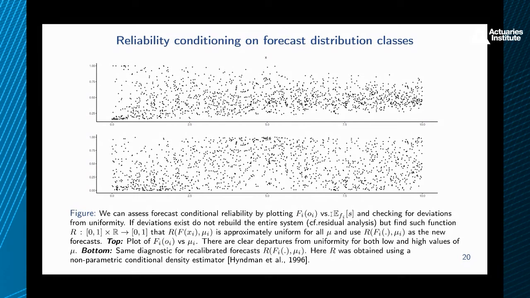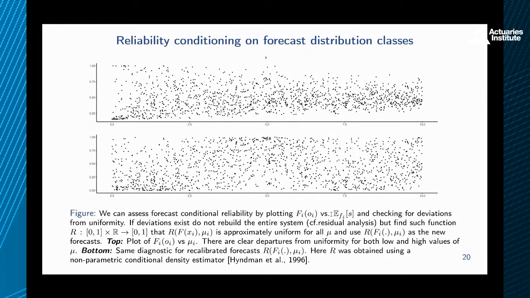The traditional recommendation, if you're doing residual analysis for a GLM, would be to refit the model, change the distribution you're using, or maybe consider fitting a scale parameter. However, if you take this forecast verification approach, you say, well, it's okay, I'm just going to modify the forecast distributions. So what I've done here is fit a conditional density model to the top diagram, basically a conditional distribution as a function of the mean.